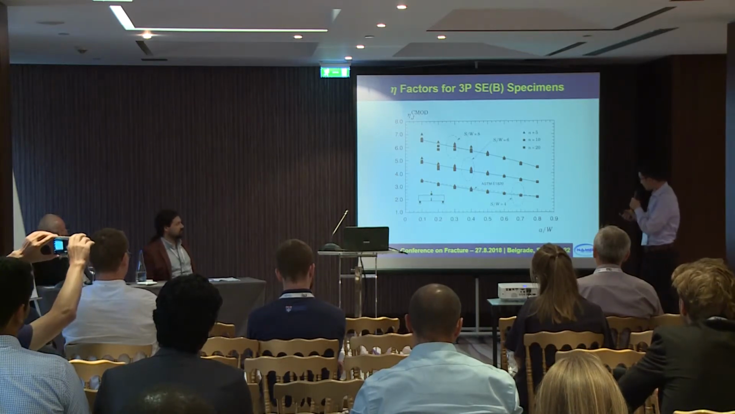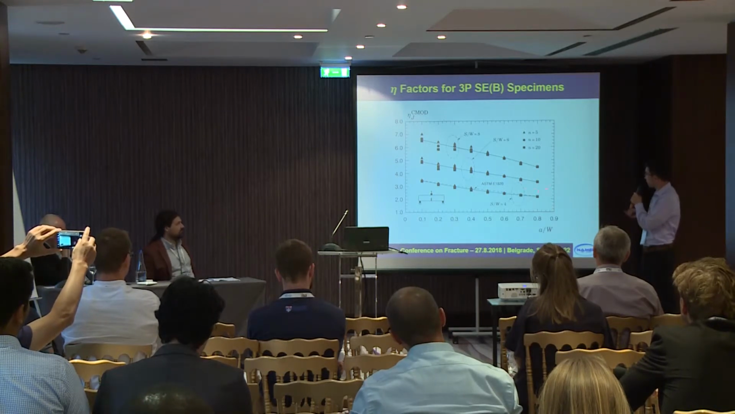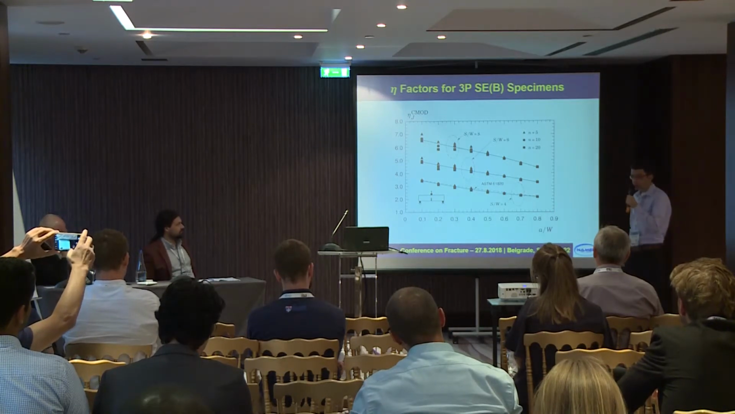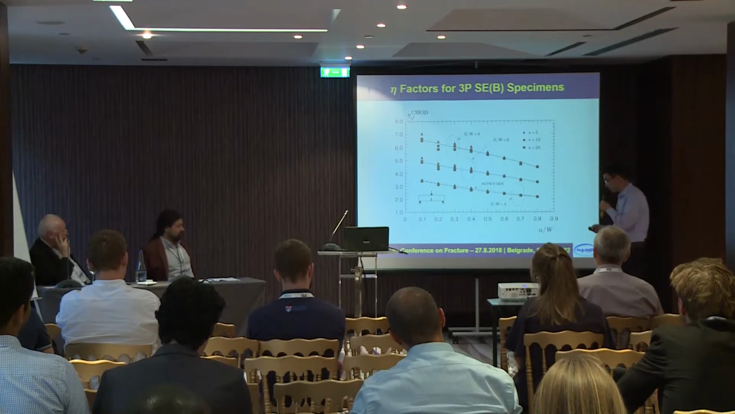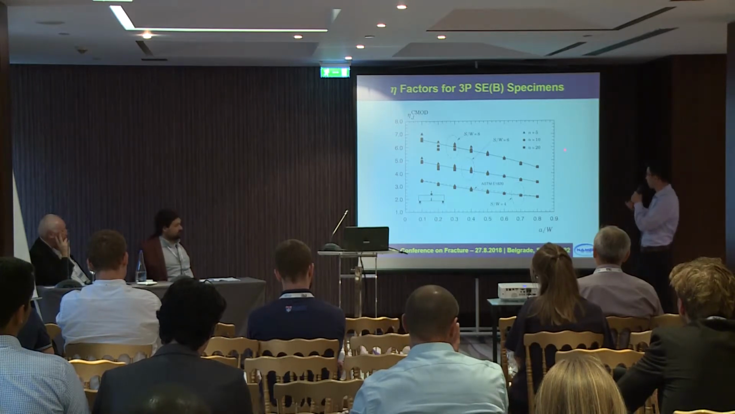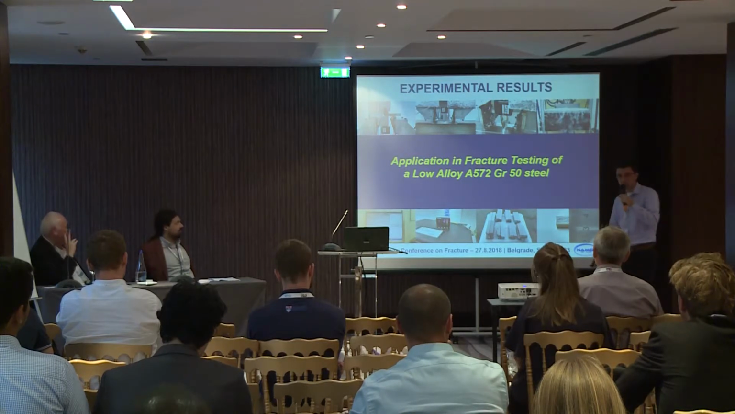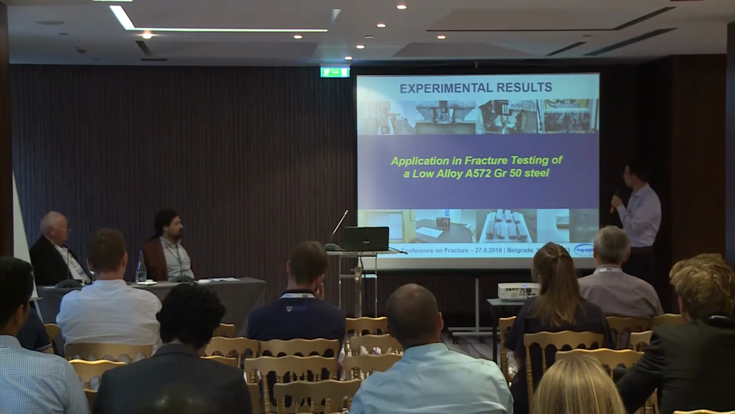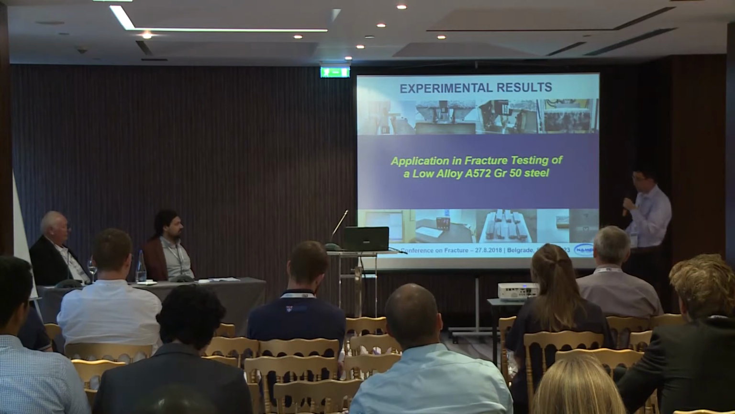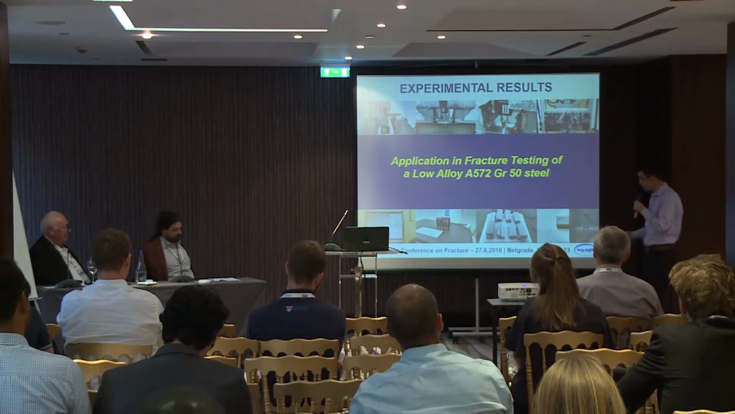And it can be observed that for the same S over W ratio, the eta values exhibit very little sensitivity to different strain hardening behavior. After the foregoing procedure, it's possible to evaluate J values obtained from non-standard bend geometries.